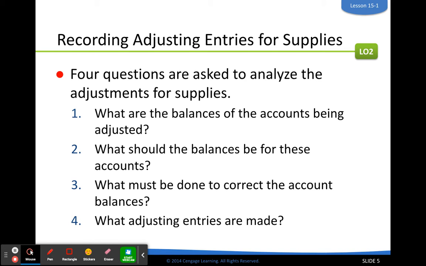So what we need to ask is, what are the balances of the accounts being adjusted? So we are adjusting supplies. First we need to see how much we actually have in our accounting balances in the general ledger. And then we need to decide what the balances should be. How we decide is we count up how much supplies we actually have on hand. That's what the balance should be, how much we actually have. So then what do we need to do to correct it? Do we need to add supplies to the balance if we have purchased more, or do we need to decrease it because we have less?